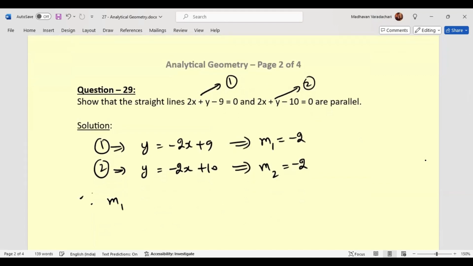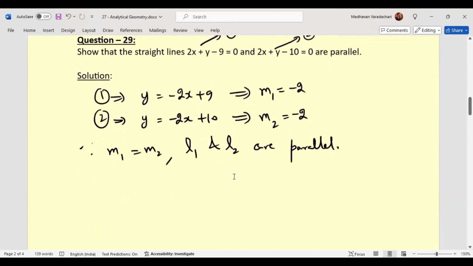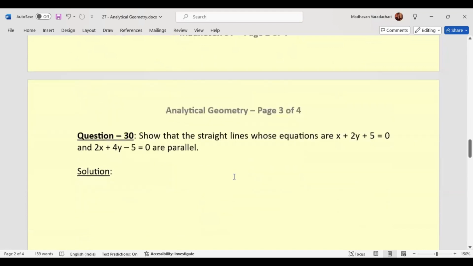Since m1 is equal to m2, line 1 and line 2 are parallel. That is the proof for that. Let us move on to the next one.